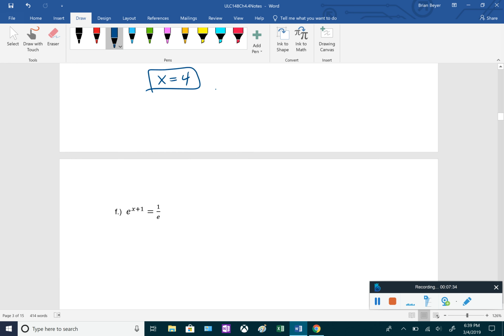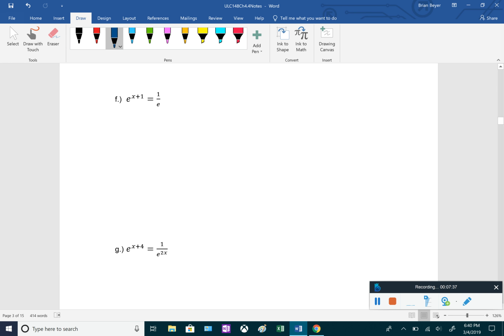Okay, and then for the next ones, let's do 2 more. So we have e^(x+1) = 1/e. We have to do the same thing that we just did. It's e^(x+1) = e^(-1). We have to rewrite it with the correct base. Once we get the same base, we equate the exponents, and the linear equation is what remains. Subtract 1 on both sides, we get x = -2.